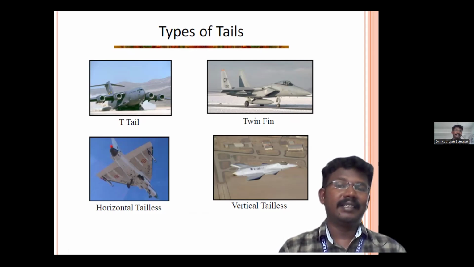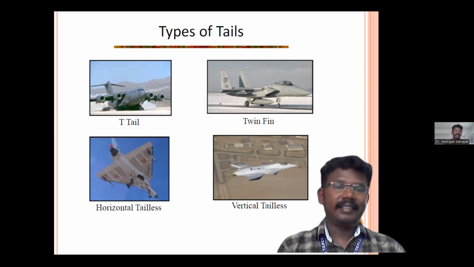Based upon the design, horizontal tailless is also there. You can see the third image. This is also a fighter jet aircraft, but here we don't use the horizontal tail. For that reason this type of tail section is horizontal tailless. It has only vertical tails.